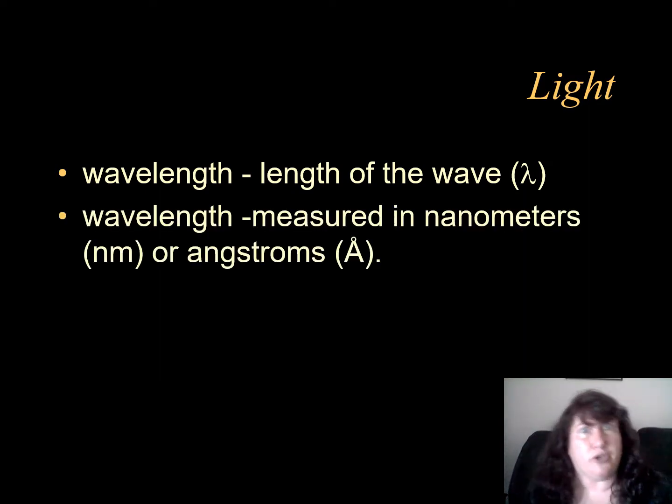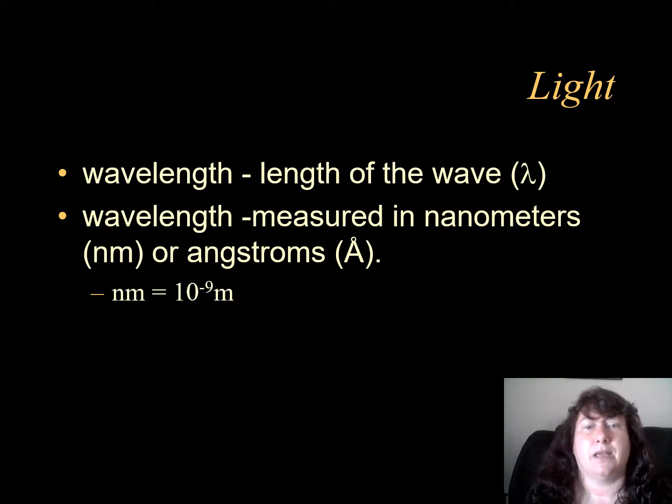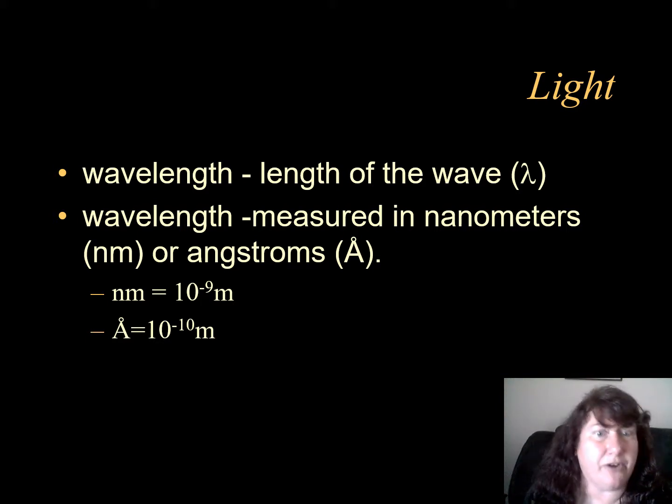Wavelength can be measured in two ways. It can be measured in nanometers, which is 10 to the minus 9 meters, or it can be measured in angstroms. That's that capital A with a little circle over it, and that's 10 to the minus 10 meters. And here you can see nanometer is 10 to the minus 9 meters, angstrom is 10 to the minus 10 meters.